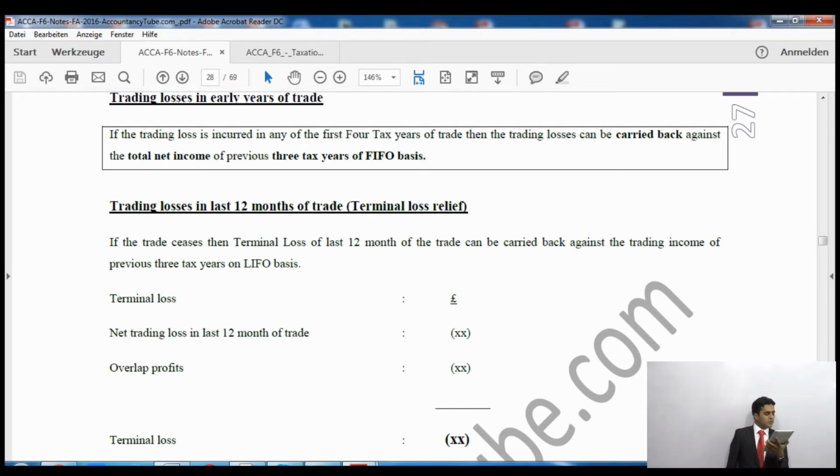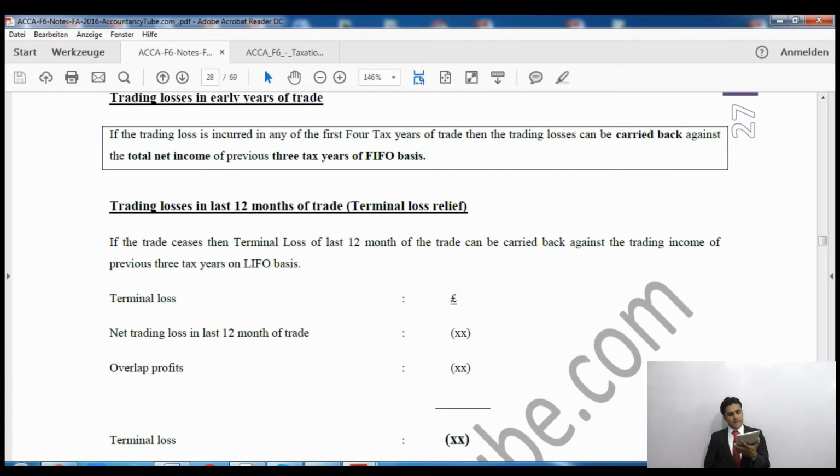So let's see in the notes. If the trading loss is incurred in any of the first 4 tax years, the criterion is the first 4 tax years. If you have started the business and incurred any loss in the first 4 years of trade, that can be set off under early year loss relief. But how can I set it off?